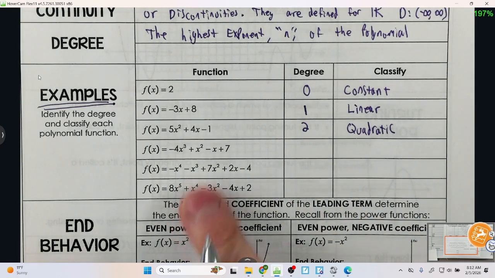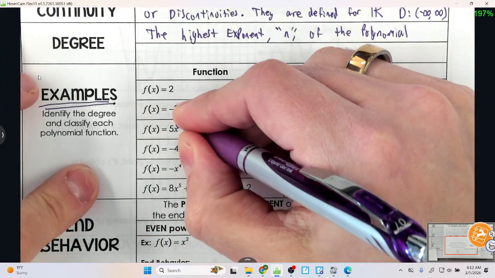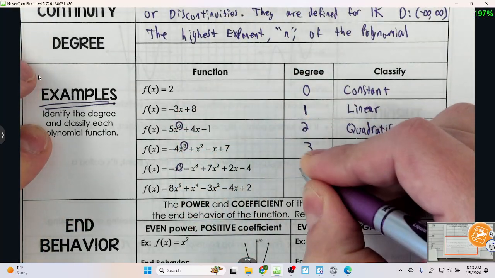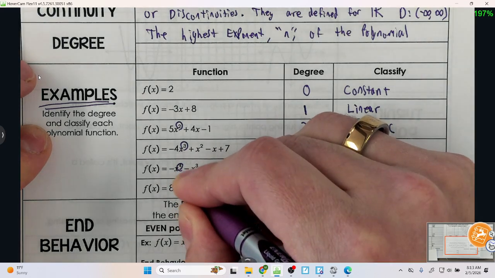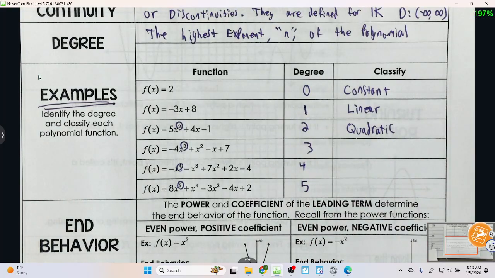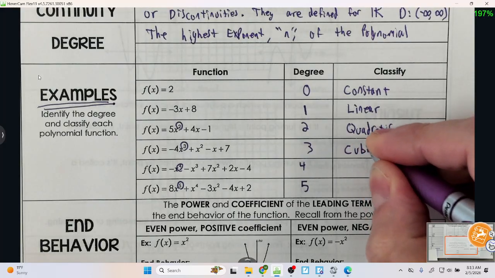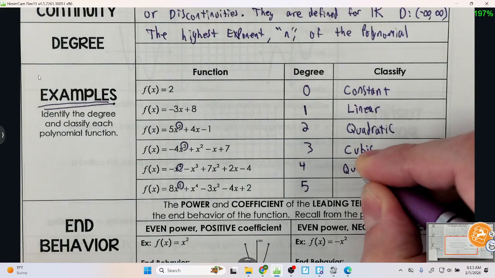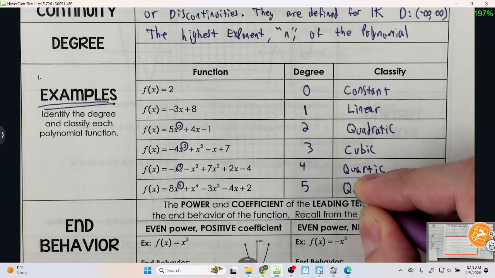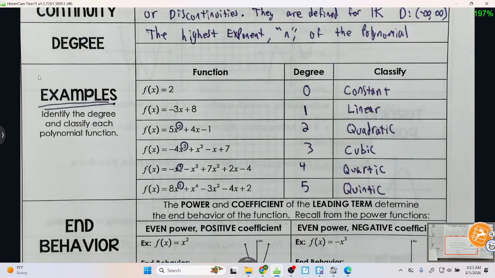Obviously, this is more complicated than this, but this degree is 3, highest exponent. So let's again look at that. Degree is 3. This degree is 4. This degree is 5. It's not always the first number, but if it's written properly in standard form, then it is. And you might remember this from before: cubic, quartic, like a quarter, quintic. Okay.